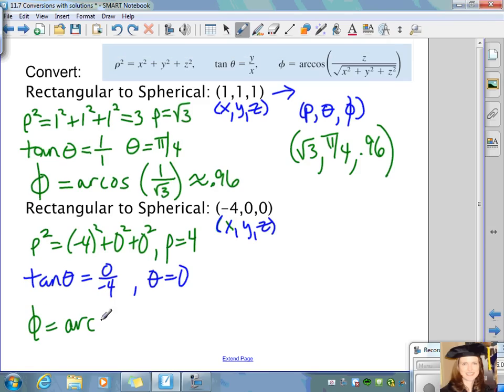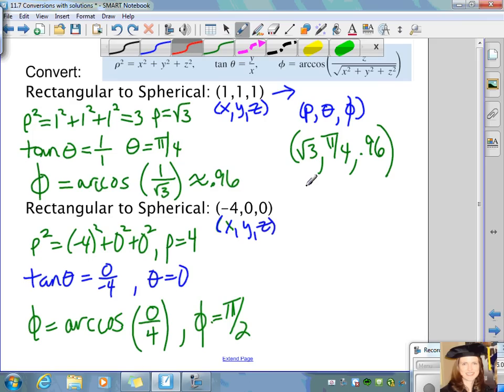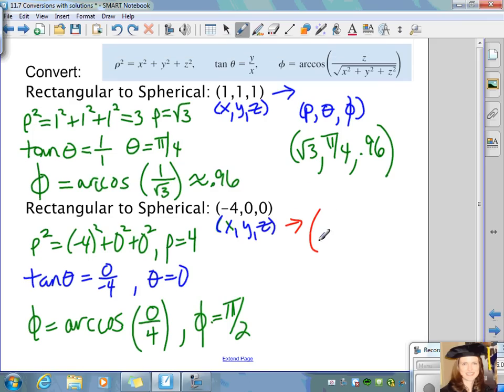And then finally, to find the angle phi, which is equal to the arc cosine of z, which is 0 over the square root of 16, which is 4. So the arc cosine of 0, we would use that to find our angle phi, which is equal to pi over 2. So cosine is 0 when the angle is pi over 2. So our point using the spherical coordinate system, we're going to get rho, which is 4, theta is 0, and phi is pi over 2.